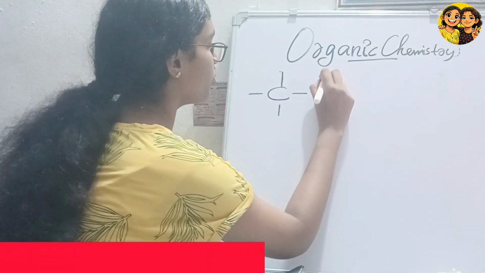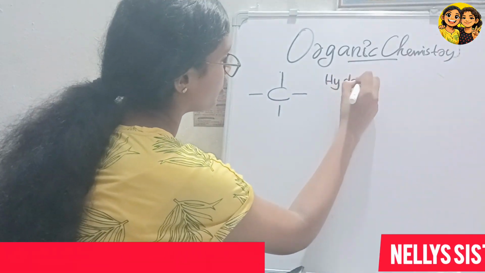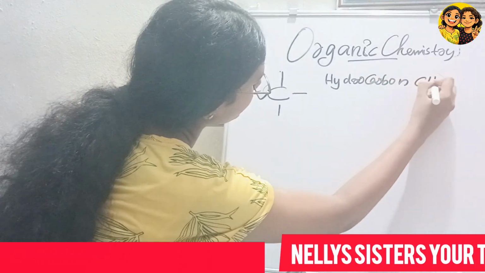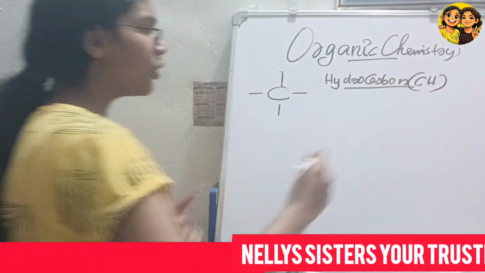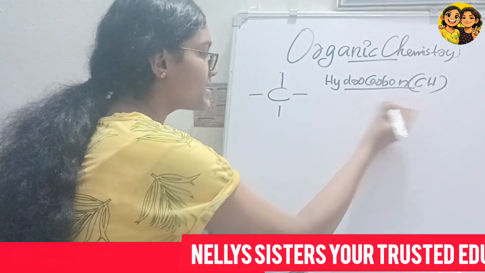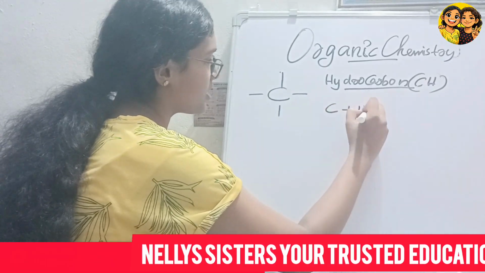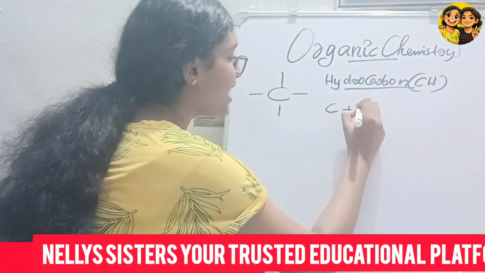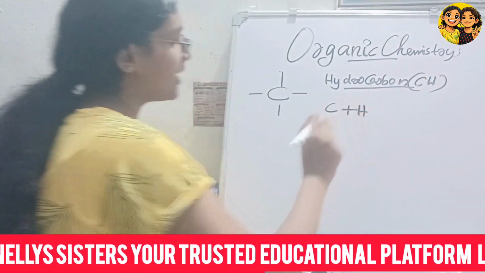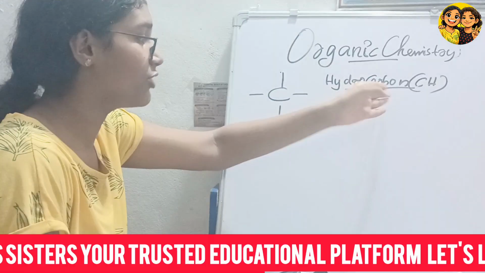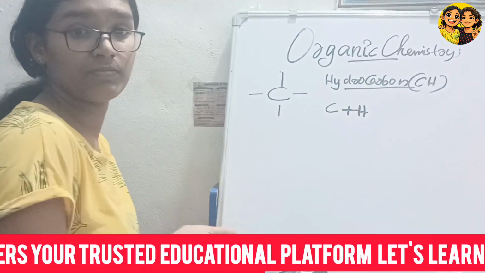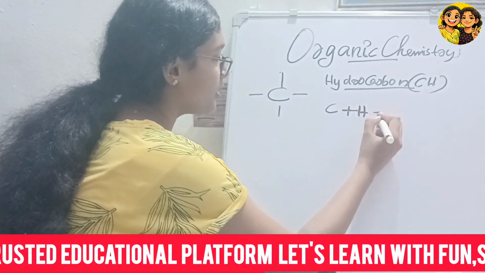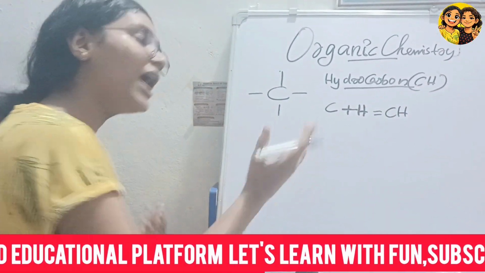But let me show you what a hydrocarbon is. A new term. Actually, hydrocarbon is known as CH. We can understand that CH means carbon plus hydrogen, which means hydrocarbon is hydrogen plus carbon, that is C plus H. Now this together forms CH, known as hydrocarbon.